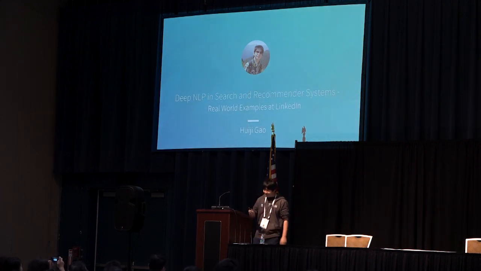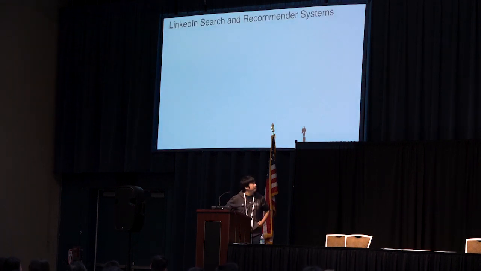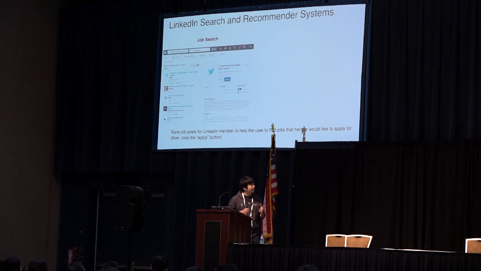Great. So I'm going to go through a few examples, specifically focusing on this topic at LinkedIn. Let's first take a look at what the search and recommender systems at LinkedIn are. You may be familiar with this one, job search. Job search is to rank job posts for users based on their submitted queries, so we can help them find the jobs they would like to apply for.